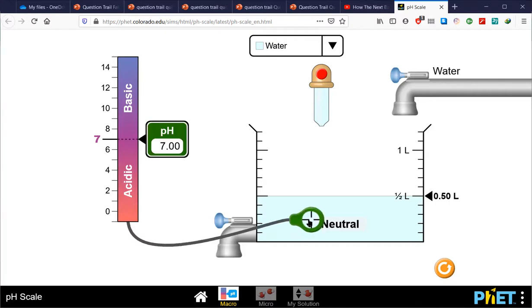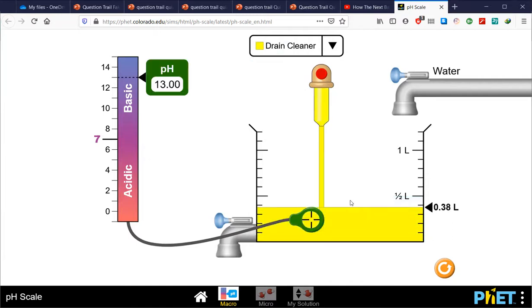So then it says test the 11 different substances and water. So what's water's natural pH? 7. Then we could put drain cleaner, and its natural pH is 13. And then you can go through and try all the others. Putting in more water does what to the pH? So let's put in water and let's see what happens.